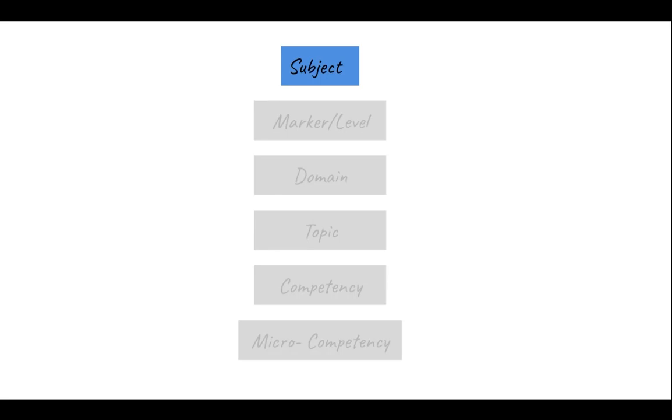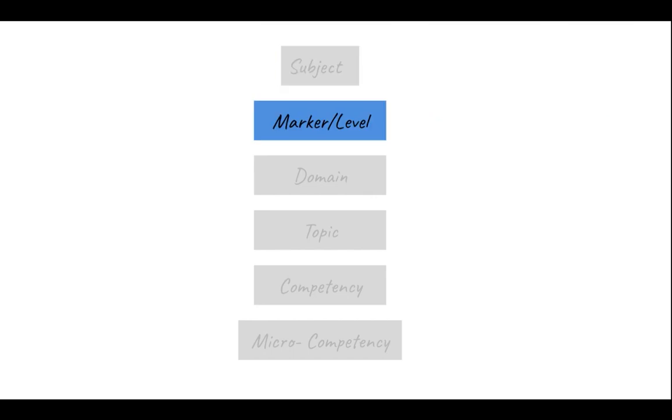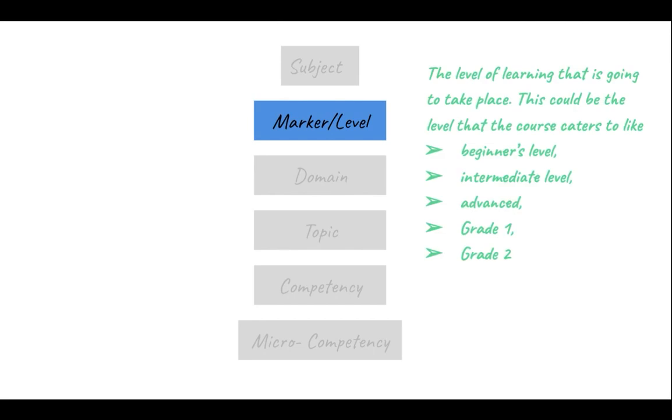A subject indicates the subject of learning that is going to take place. Subjects could range from math to soft skills to leadership and so on. A marker or level is the level of learning that is going to take place. This could be the level that the course caters to, like a beginner's level, an intermediate level, or for example, in math, a grade 1 level, a grade 2 level, and so on.